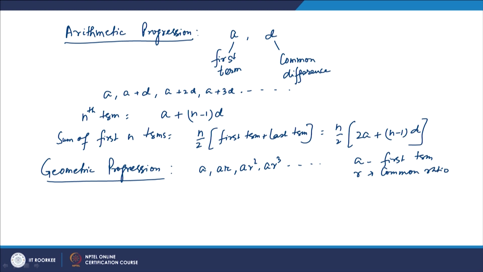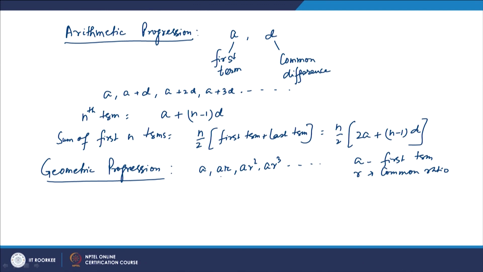In such cases, where the increase is by a certain factor, that is R, the ratio from AR to A is R, and from AR squared to AR the ratio is again R. Like that, you have a common ratio maintained between consecutive terms, and that way this is known as a geometric progression.